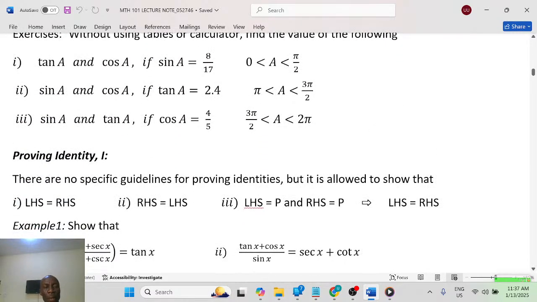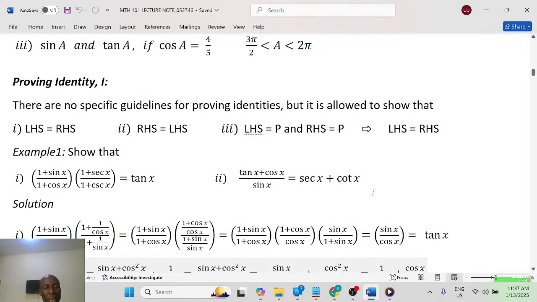So without wasting time, we'll go straight to what we need to look at this morning. We want to look at proving identity. There are no specific guidelines for proving an identity, but all you need to do is establish the fact that the left-hand side is equal to the right-hand side. That is all you need to do. Now look at the first example we have there. It says show that (1 plus sine x) divided by (1 plus cos x) multiplied by (1 plus sec x) divided by (1 plus cosec x) is equal to tan x.